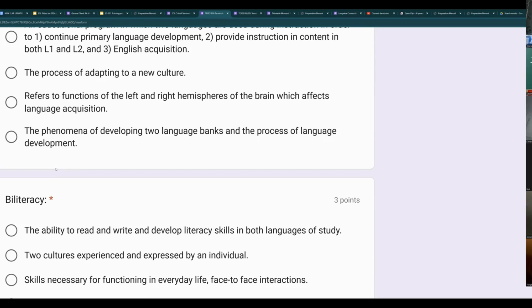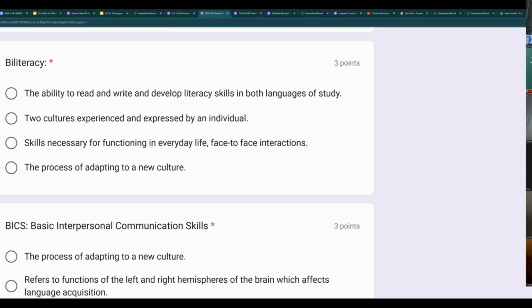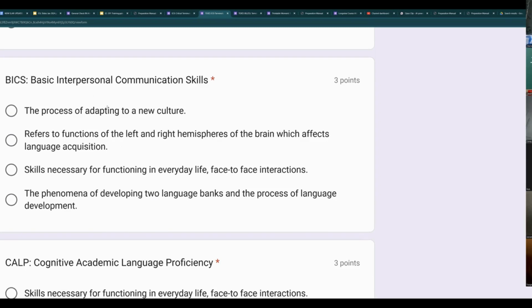Yeah, we're looking at the last one. By literacy, you're reading in both languages. So it's the top one. You're literate in both languages. Your BICs are those social skills. So this one's going to be, you would think that I know this. It's going to be the skills of the phenomena of developing two language banks and process of language development. I'm going to go with the bottom one.